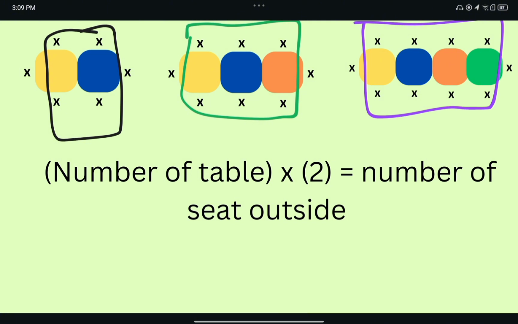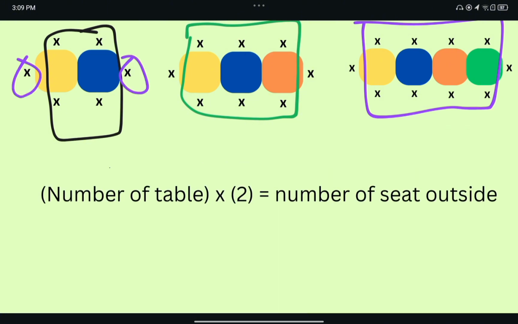So, sa tatlong example, consistent na mayroon tayong 2 seats sa each side ng table. Sa table 2, 2 seats.